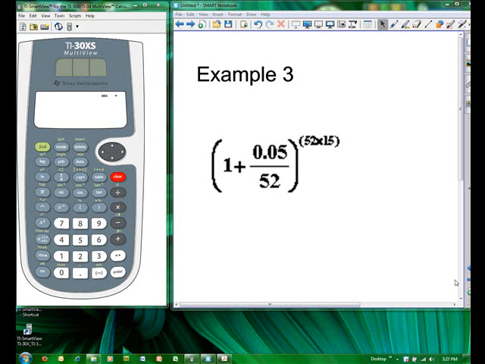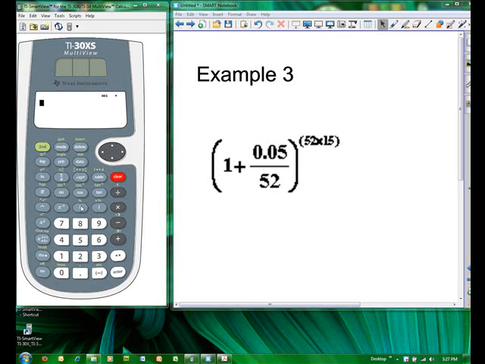We are going to continue our discussion of how to use the TI-30 MultiView calculator by looking at example number 3. Notice that example number 3 has parentheses, a fraction, and it also has exponents. Let's find those buttons on the calculator.